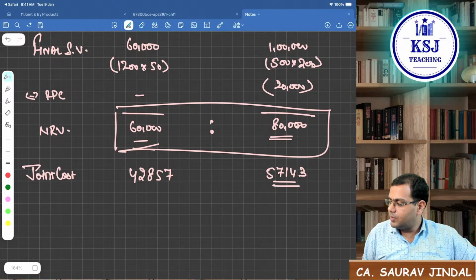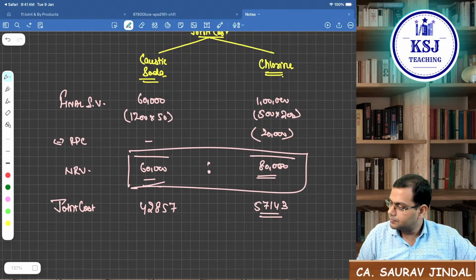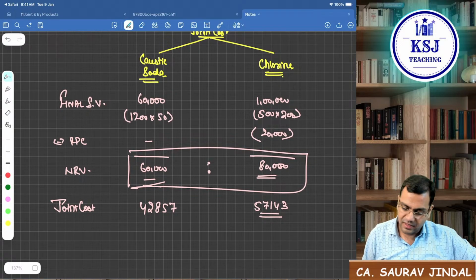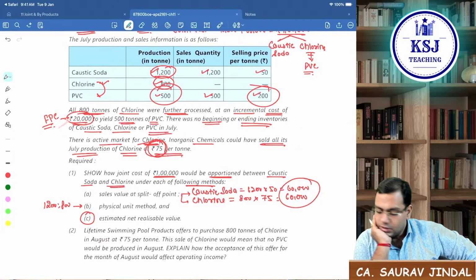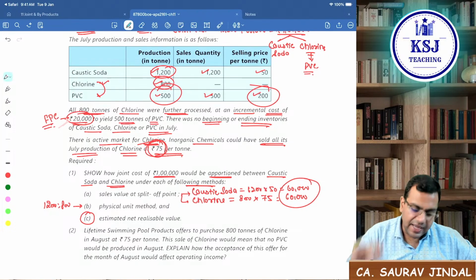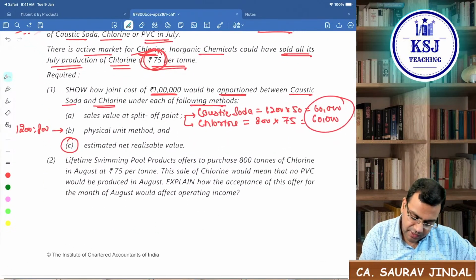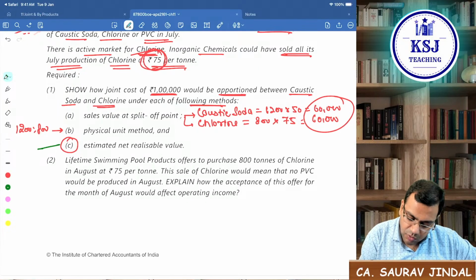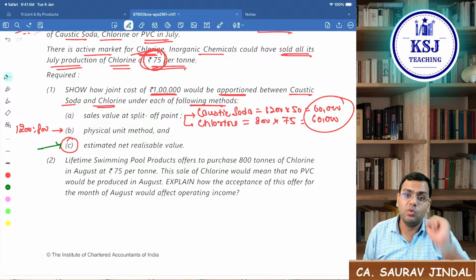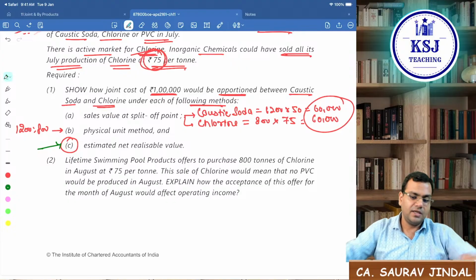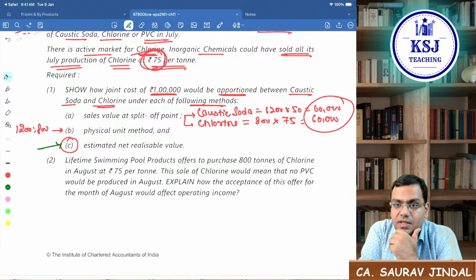Is this clear, everyone? Is the first part clear? NRV part is very, very important here. So just focus a bit more on the NRV part, because NRV part is the one they have been asking the most in the examination. So just be clear with the NRV part.